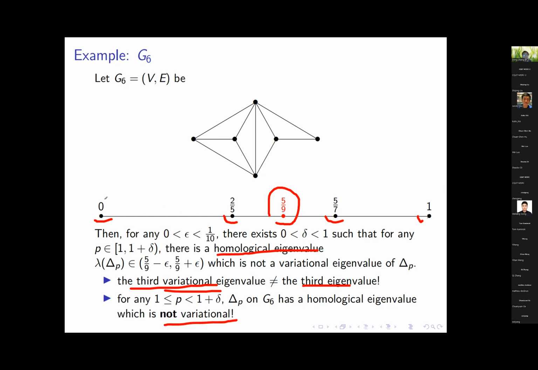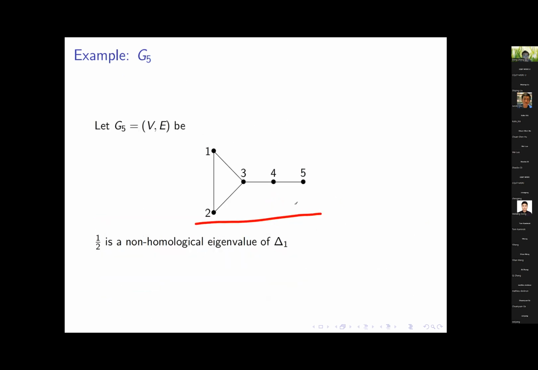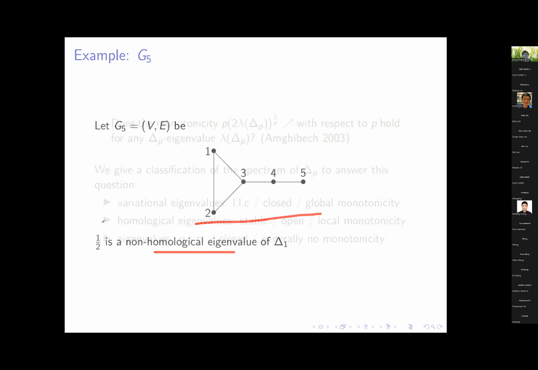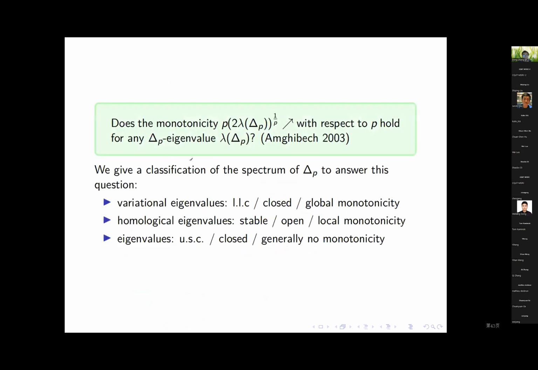Okay. The last example, again, this graph on 5 vertices, we can show that 1/2 is not a homological eigenvalue. Okay, so let's go back to the monotonicity problem. Does the monotonicity hold for this function with respect to p?